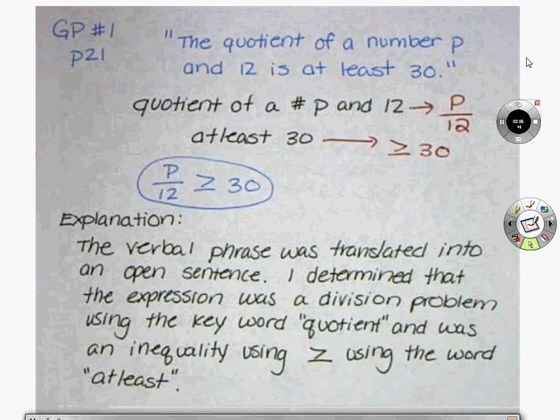And then you can see the explanation down there. The verbal phrase was translated into an open sentence. I determined that the expression was a division problem using the key word quotient, and it was an inequality using greater than or equal to using the word at least. So all I do is identify the two main things that I had to find out or translate to turn it into an open sentence. And in this situation, it's an inequality.